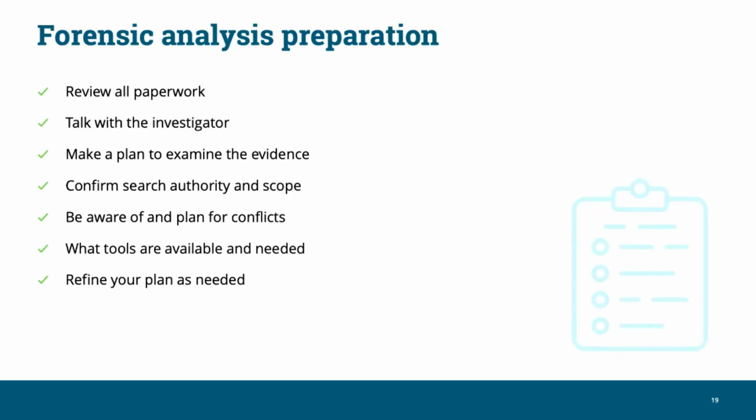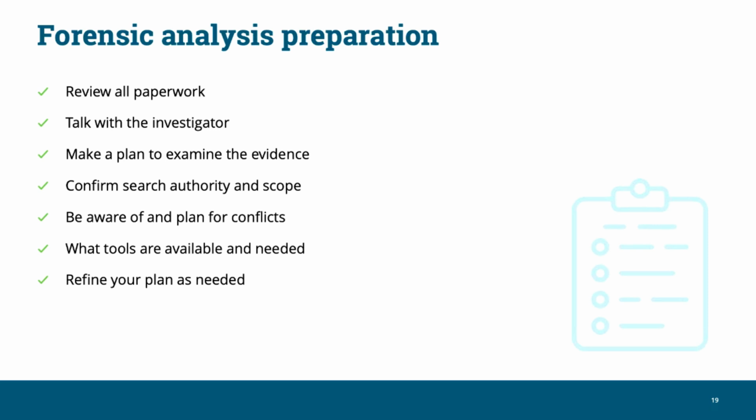Forensic analysis preparation. Now that we've got our evidence back to our lab, we're going to examine it. The first thing we're going to do is review all the paperwork. And what I mean by that is you want to read all the reports that were written. If there is a search warrant involved or court order, you want to read that too. You want to make sure you understand where the scope of your authority comes from and what your scope is. You may have a limited search and you want to make sure you understand that before you begin your analysis.